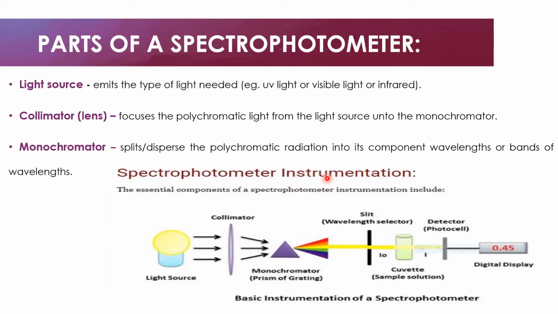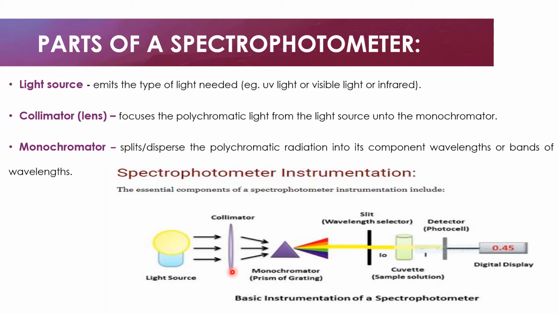Let's look at the basic parts of the spectrophotometer and their importance. The first part is the light source. The light source emits the type of light needed for measurement, and this can be UV light, visible light or infrared. What you have to notice is that the type of light emitted by the light source is a polychromatic light. The next basic part is the lens, and the lens focuses the polychromatic light from the light source onto the monochromator.